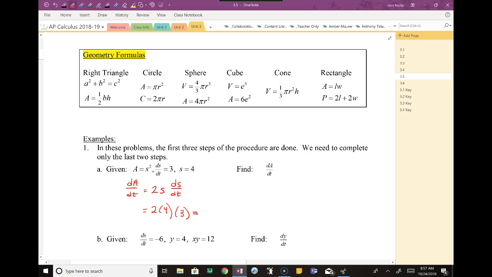So 2 times 4 times 3 is 24. The one thing I don't like about this question is that it doesn't give us any units. For dA dt, remember area is always represented as units squared, and rate is always in terms of time, so per second. So it could be feet squared per second. It's really important that you understand the unit notation, because sometimes they'll just give you a measurement and you have to decide what it is. Are we talking about an area rate of change, or a volume?